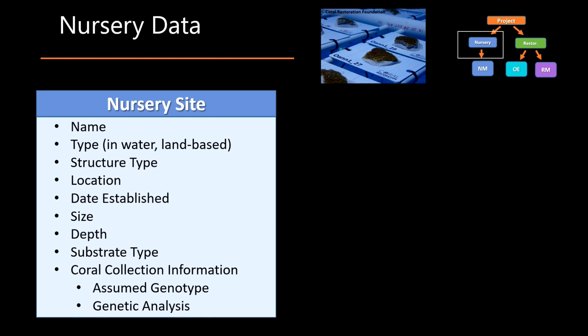And then finally, we want to know the corals in your nursery, the species, and what we're calling the assumed genotype, which is just whatever colony information you use to identify and track different colonies in your nursery. We call that assumed genotype. So we want to know basically what corals you keep in your nursery and whether or not you've done genetic analysis, and that's just a yes or no question.